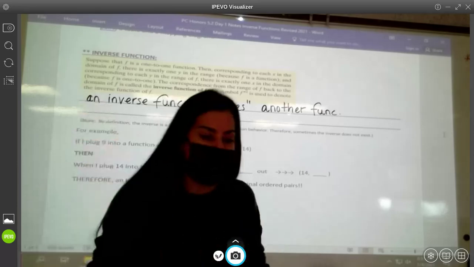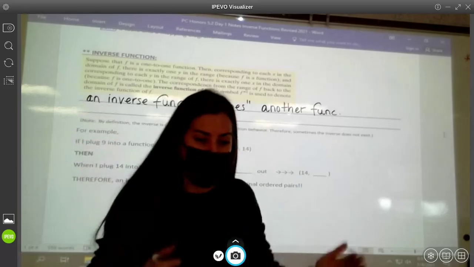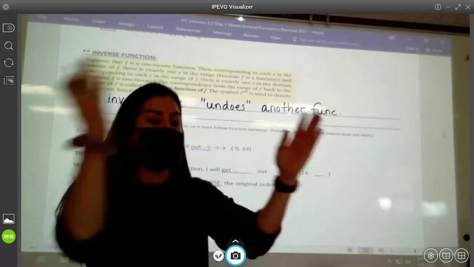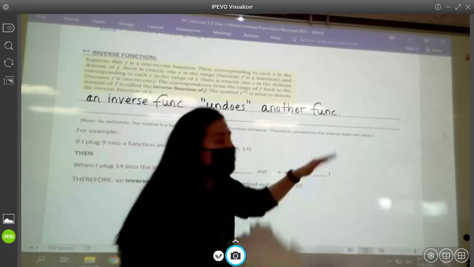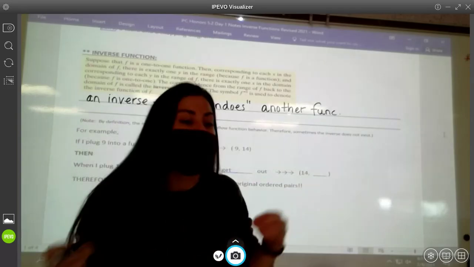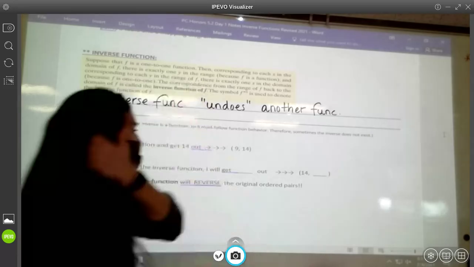So guys, there are going to be limitations. There are going to be functions that do not have an inverse because they simply can't be reversed. So just know that only a certain kind of function actually ends up having an inverse.